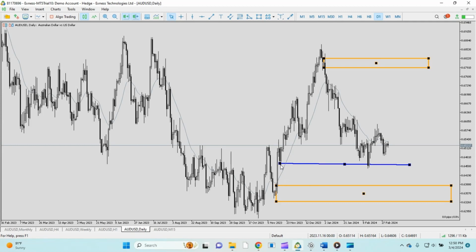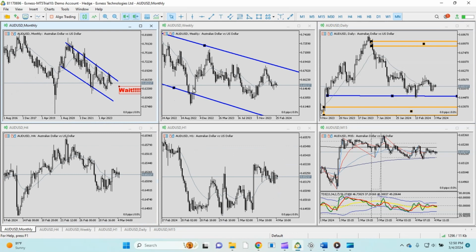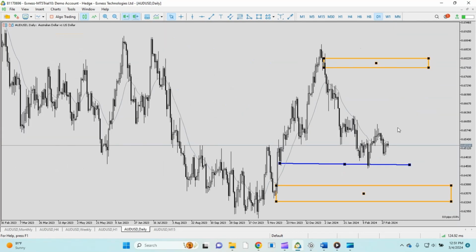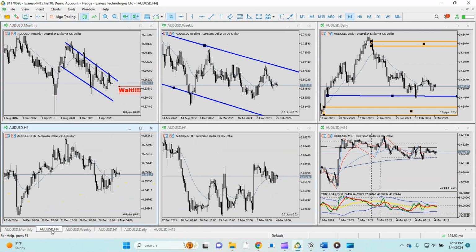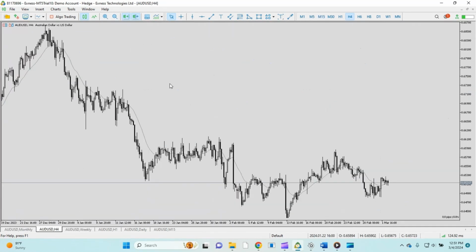So we may expect price to normally move in the direction of the liquidity to grab liquidity. So we may be expecting downward movement of price in AUD USD. We are still going to monitor to see how it plays out. But overall, this trend is bearish. This trend is bearish. So let's see the H4 time frame and what is happening there.